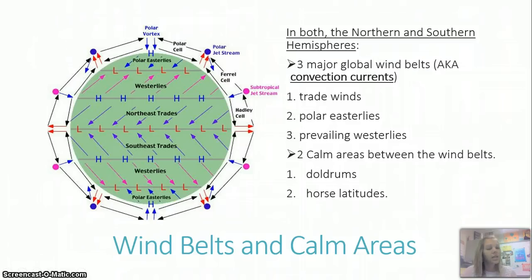And the last couple things that you're going to label are the calm areas. These are not labeled very well on this map. So here at the equator, this is your area called the doldrums. And what this means is that there's no horizontal wind. Remember, wind is defined as the horizontal movement of air. Here there is no horizontal movement of air. What there is, is rising air because it's all heated air. So we're going to be talking about that.